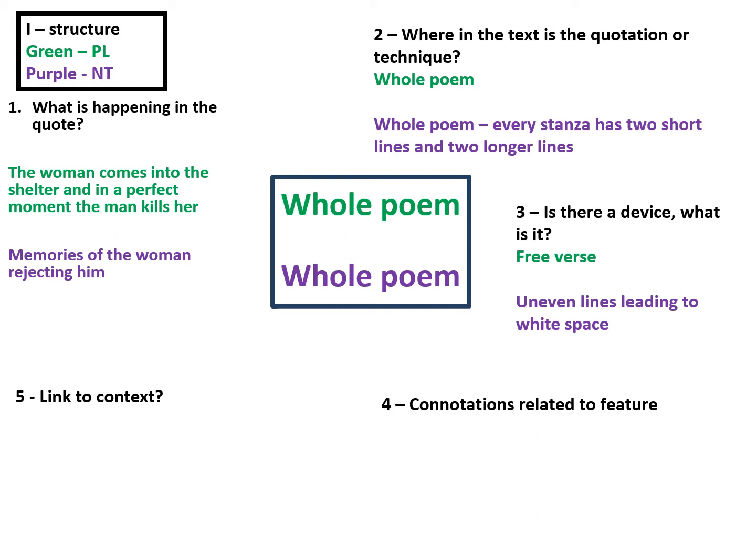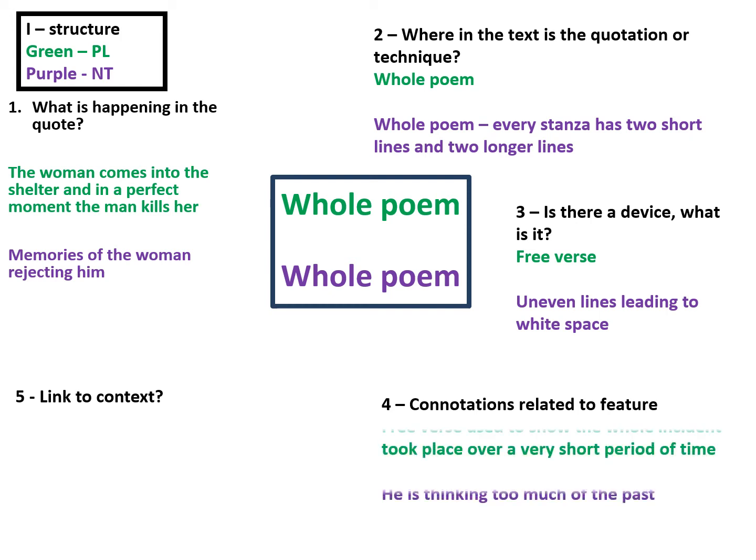Now on to question 4. What are the connotations related to the feature? So in Porphyria's Lover, free verse is used to show the whole incident took place over a very short period of time. And the connotations of the uneven lines in the white space: he is thinking too much of the past, because we know that white space can cause thinking. So pause this recording now to write your answer for question 4.